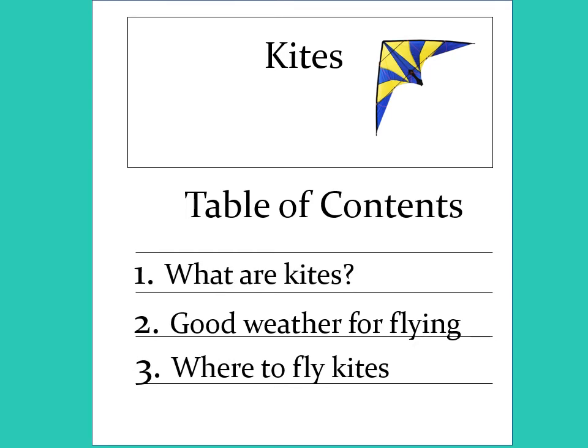So how about we do this? Number one, what are kites? Then number two, good weather for flying. Number three, where to fly kites. Okay, we can be flexible with the other ones, but the first one, it's got to have an introduction. Tell us why you're writing the book. Tell us what the topic is about, basically, and then talk about the details later.